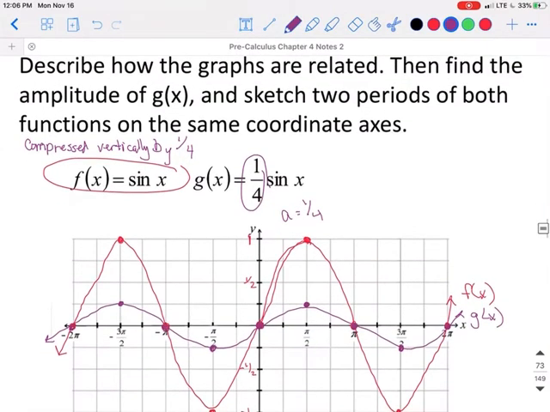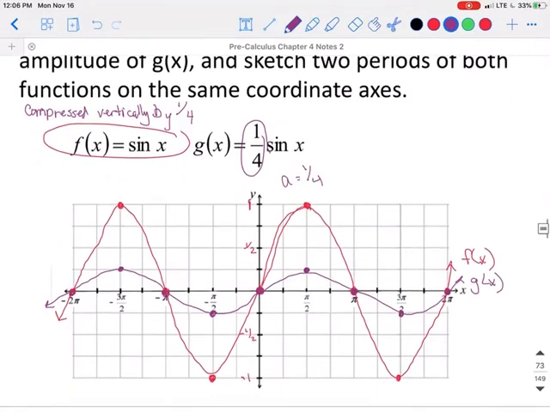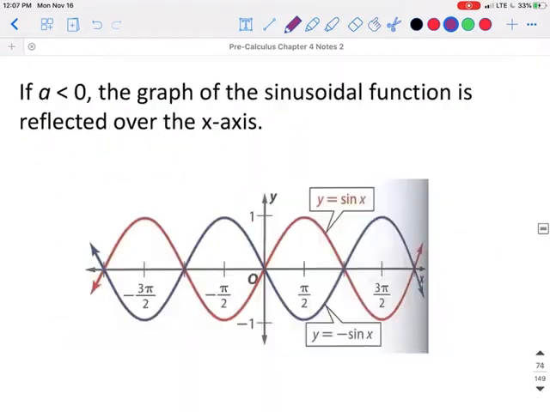So first we described how they are related. They are related because g of x is compressed vertically by a factor of 1/4. We found the amplitude is 1/4, and then we sketched both functions. Now if your a value is less than 0, so if there's a negative in front of your a, that just tells you that you are going to reflect the function across the x-axis. So instead of going high first, you would go low first.